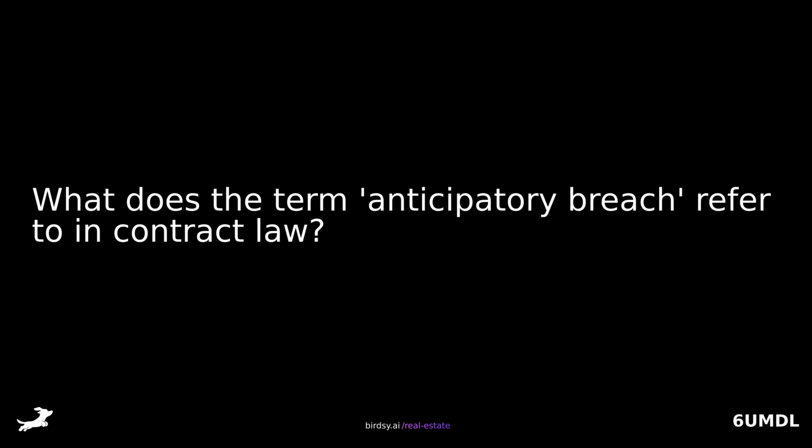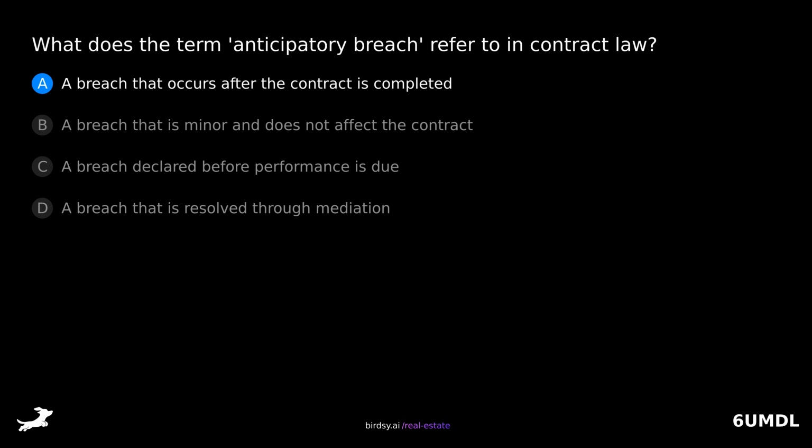What does the term anticipatory breach refer to in contract law? Is it A, a breach that occurs after the contract is completed, B, a breach that is minor and does not affect the contract, C, a breach declared before performance is due, or D, a breach that is resolved through mediation? The answer is C, a breach declared before performance is due.